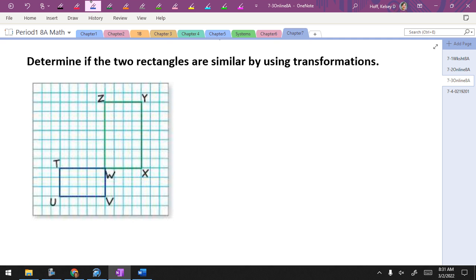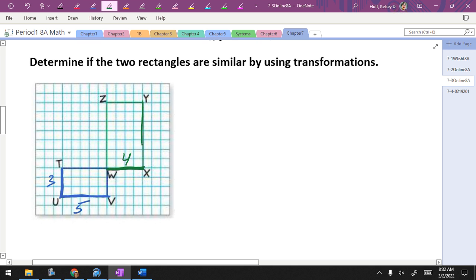Let's start with the one on the bottom left. How tall is it from T to U? 3. How wide is it from U to V? 5, you said? Okay, we go to our other rectangle. How far is it from W to X? 4. And Y to X? What would you say? 7?